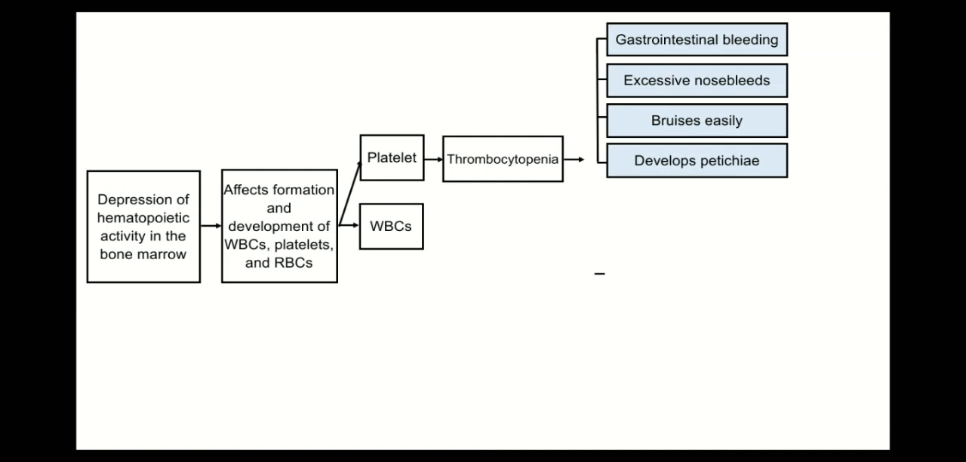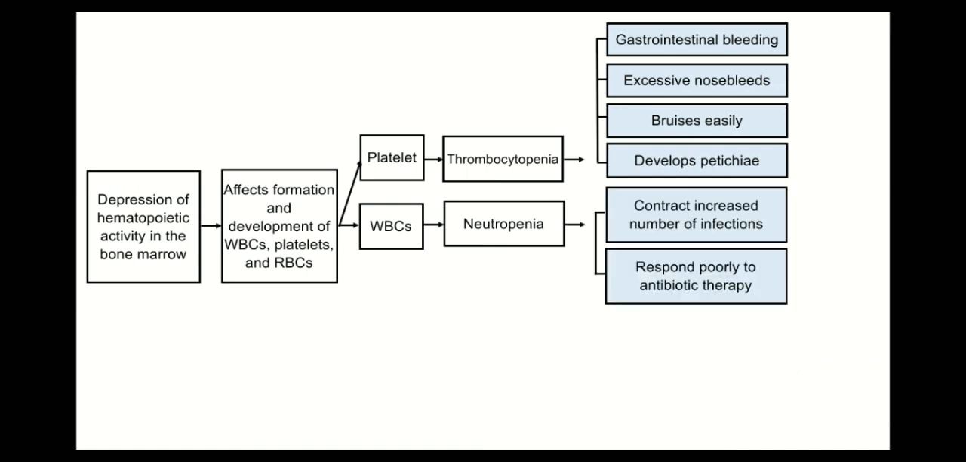Now for white blood cells, the formation and development will be affected. There will be a reduced number of white blood cells. So if there is a decrease in the number of white blood cells, it is termed neutropenia. Neutropenia, if the child has neutropenia, he or she is susceptible to contracting infections.